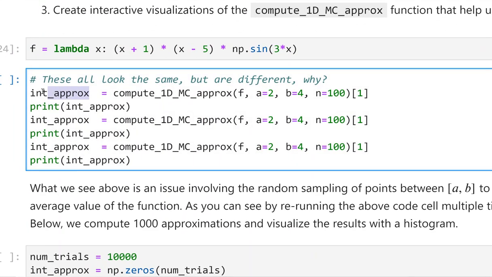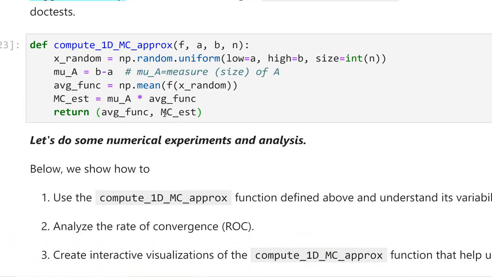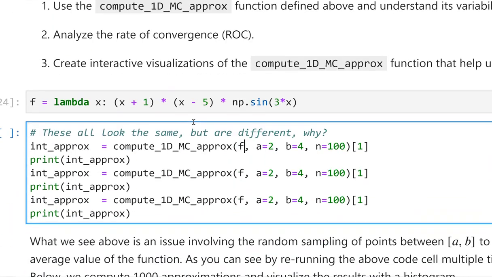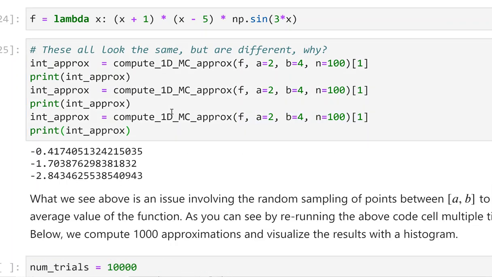Look what I'm doing. I'm creating an integral approximation for this function f from a equals 2 to b equals 4, and n is going to be 100. And I am returning the second component. Remember, Python indexing starts at 0, because I want the Monte Carlo estimate of the integral. And then I run exactly the same line of code and I print the output, and then I do it once more. Now look at the 3 outputs I print.